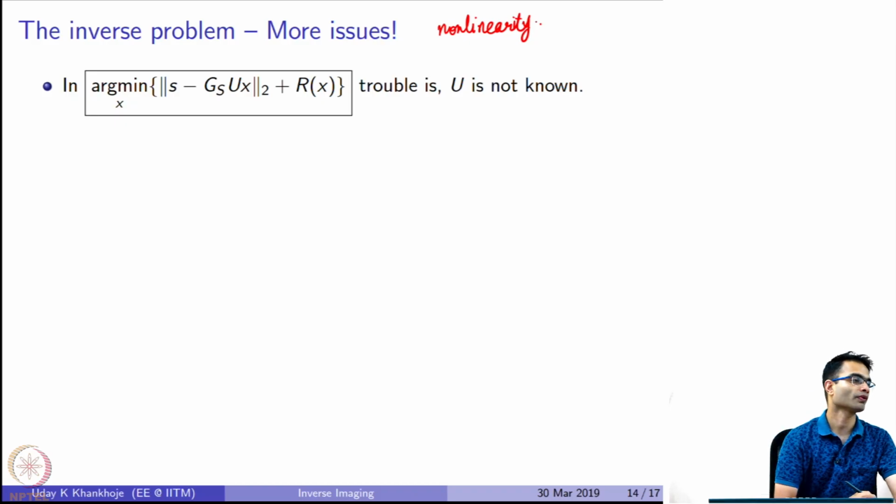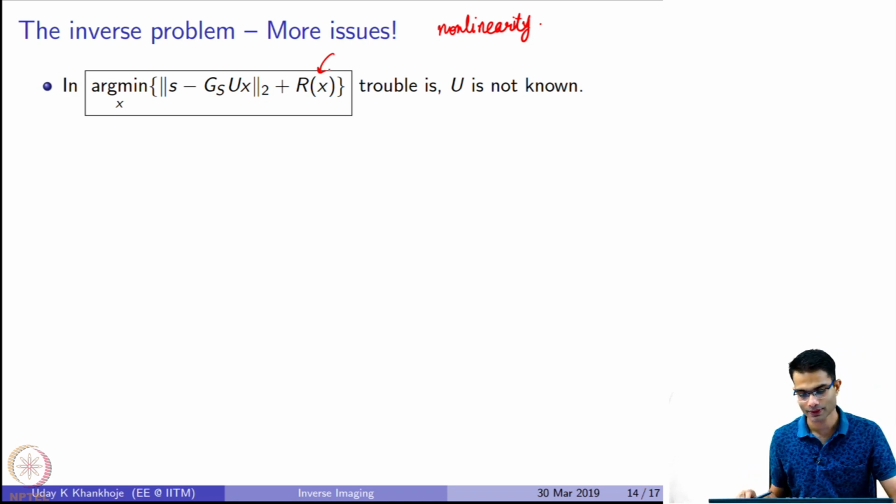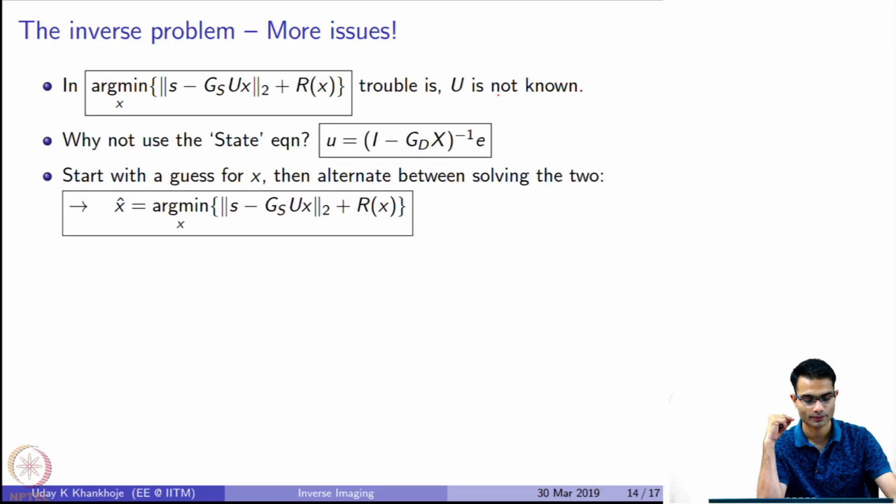What we assumed so far was that the field U was magically given to me, and we were only worrying about one norm or two norm. Now let's come back to real life where U is also not known. In this problem, this Rx is the regularization. This can be 2 norm, it can be 1 norm, it can be wavelet something, whatever. Let's leave the details out. But the main thing is that U is not known. We have not yet come to that problem. So let's see what happens here.